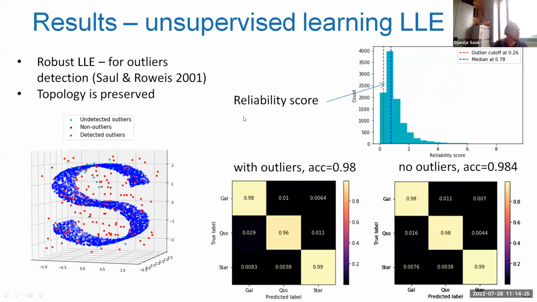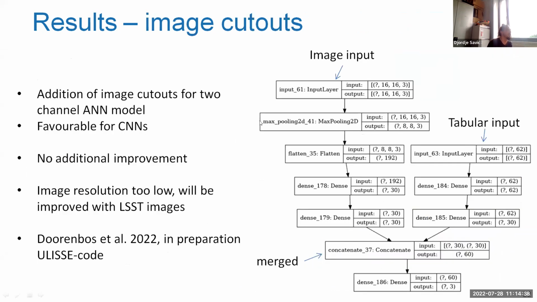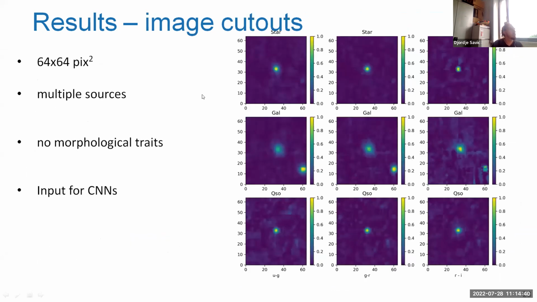The main comment for this is that if you want to use an autoencoder for a similar method, it doesn't work, but it works with locally linear embedding.